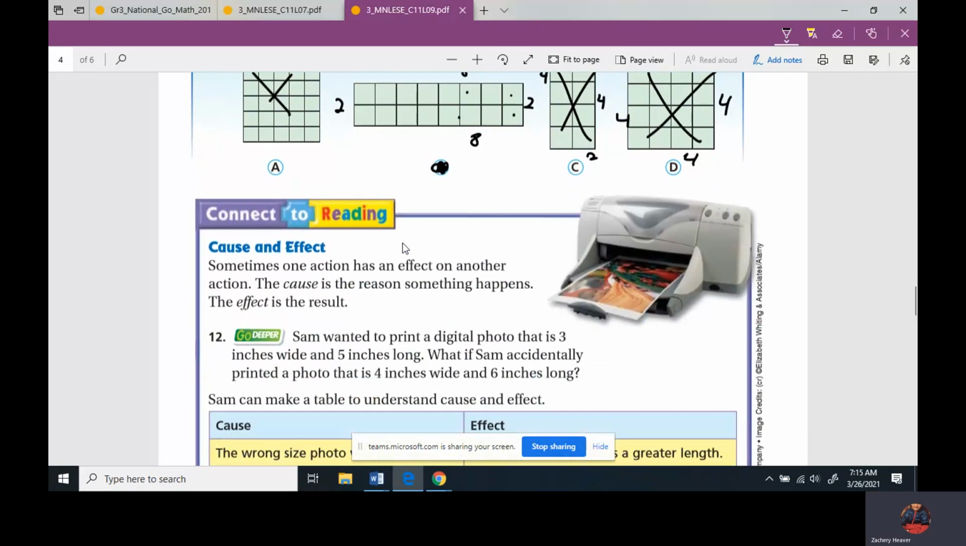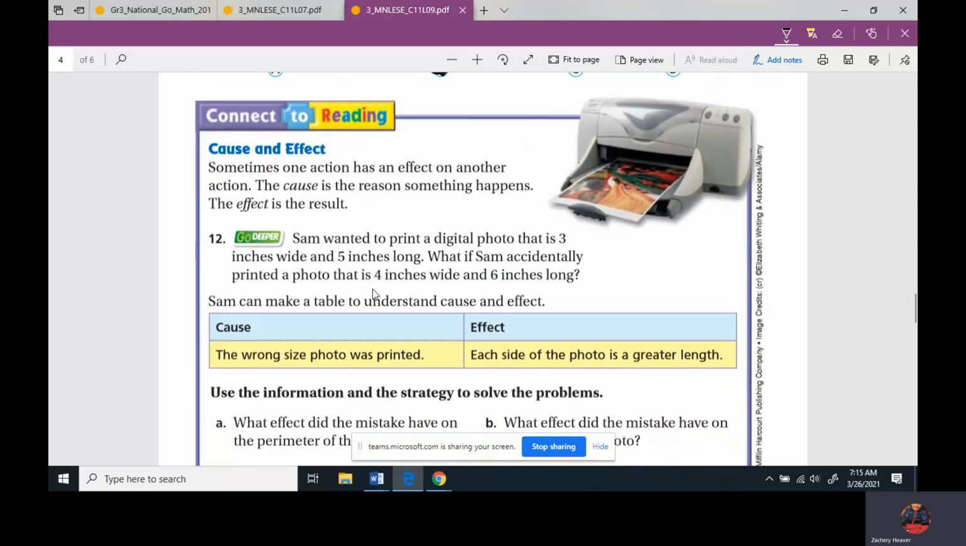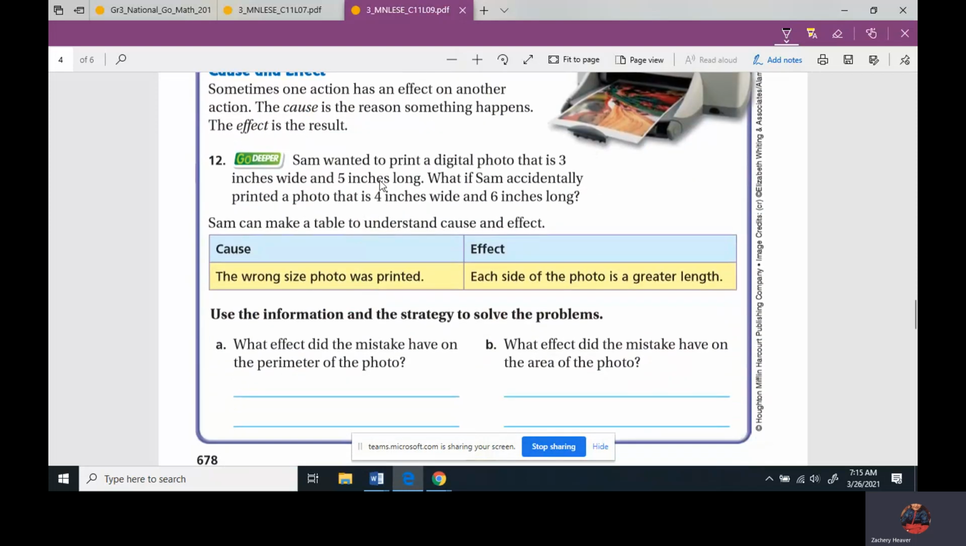The next one. It says sometimes one action has an effect on another action. The cause is the reason something happens. The effect is the result. So Sam wanted to print a digital photo that is 3 inches wide and 5 inches long. What if Sam actually printed a photo that is 4 inches wide and 6 inches long? So the cause was the wrong size photo was printed. The effect is each side of the photo has a greater length.